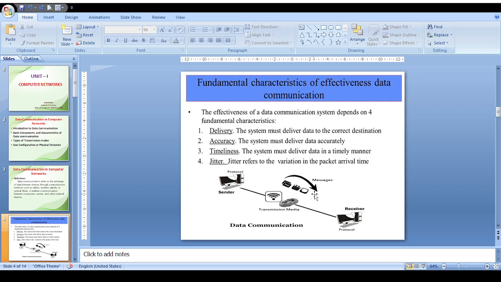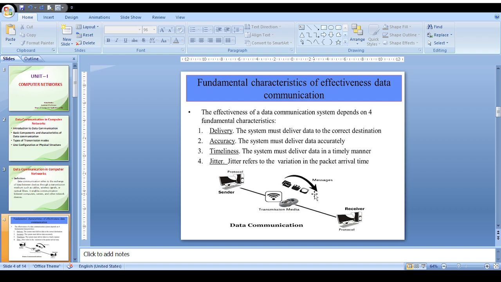Accuracy: the transmitted data should remain intact and unchanged during transmission. The data must be delivered as it is, and received without any errors. The system must deliver data accurately. Next, timeliness: the system must deliver data in a timely manner, that is, data should be delivered within an appropriate time frame.